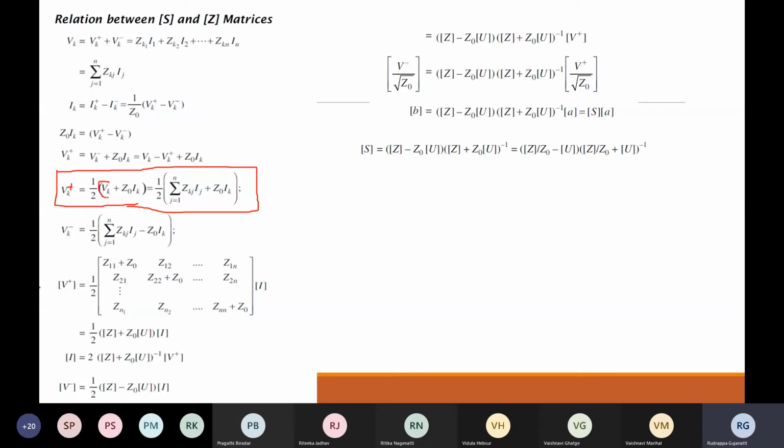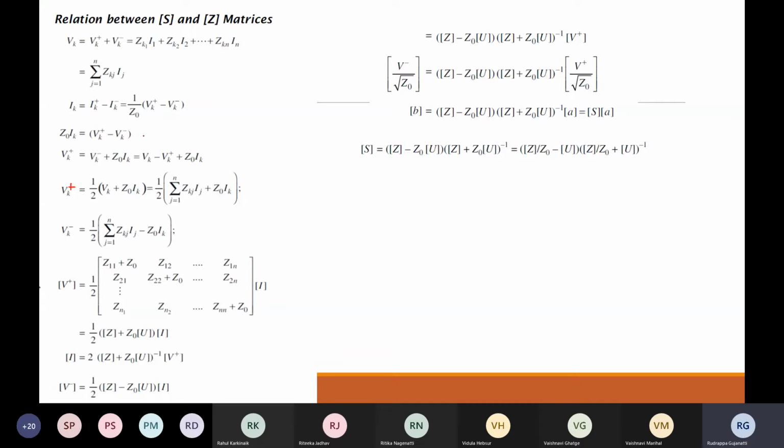Now Vk, we had seen, in terms of the impedance parameters is given by this equation. When you substitute that over here, this is the final equation you get for the incident wave parameter, that is, the incident voltage representation.